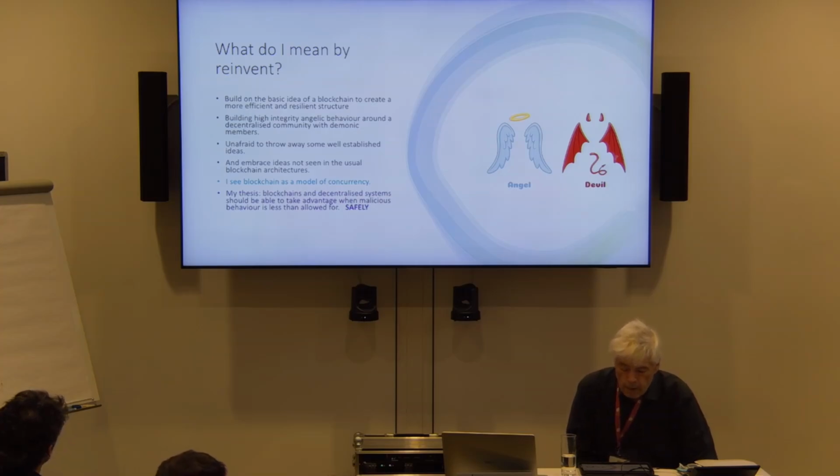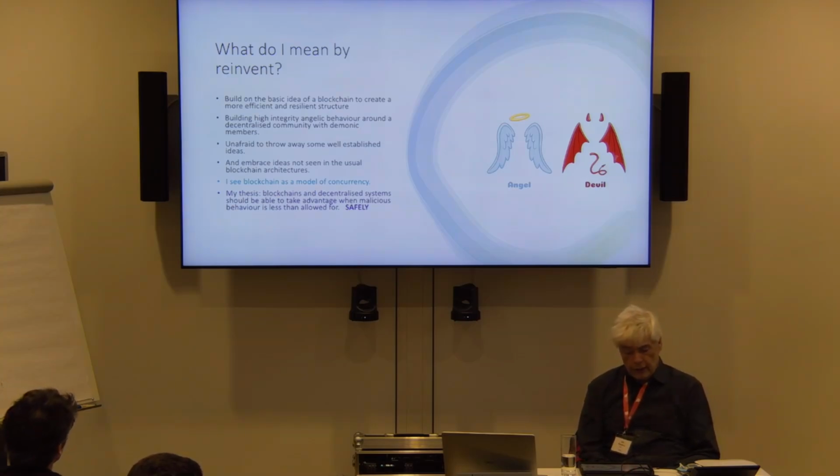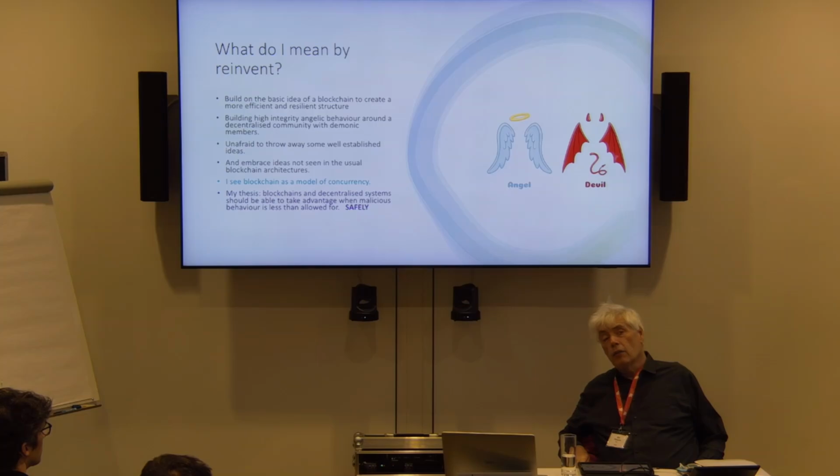And because of my origins in concurrency theory, I started seeing blockchain as a very nice model of concurrency in the sense that, albeit at quite a high execution cost, it ironed out a lot of the uncertainties arising from the natural models of concurrency that we were all used to.